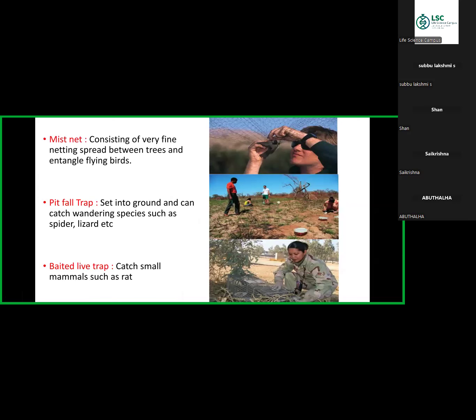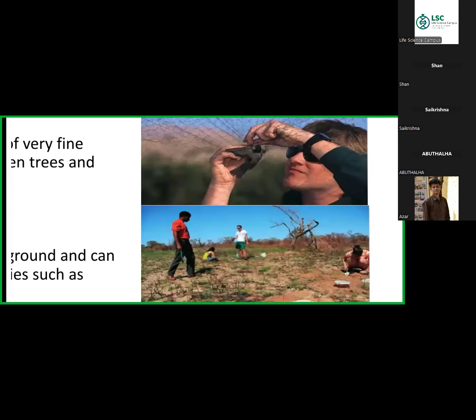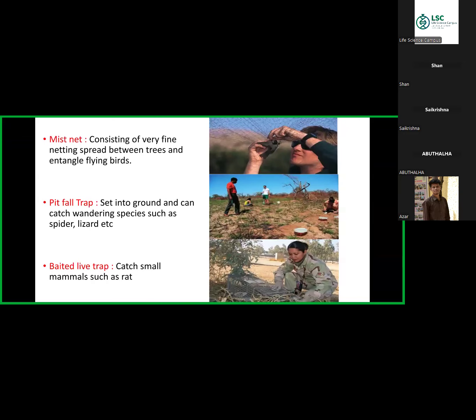Then mist net. Mist net is used for counting small birds. So it consists of very fine nets. As you can see from this figure, it consists of very fine nets. And these nets are spread between trees. So flying birds will be captured inside this mist net. First figure shows the figure of a mist net.